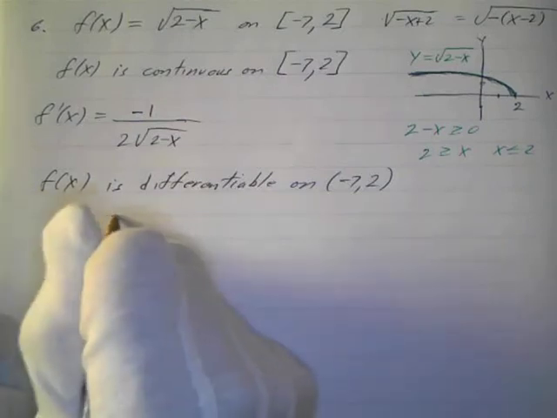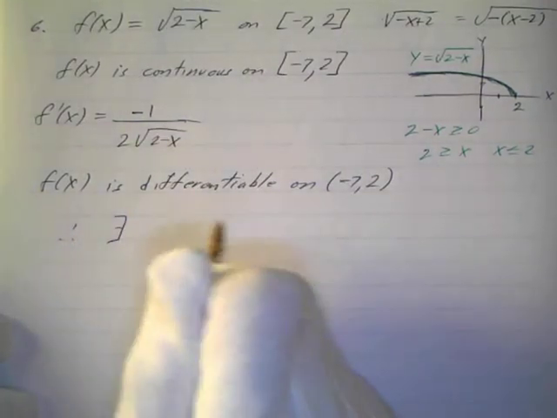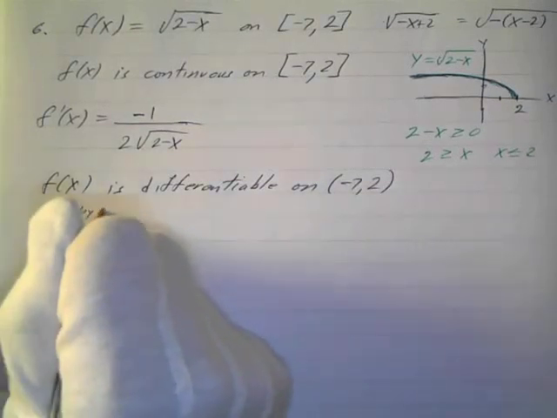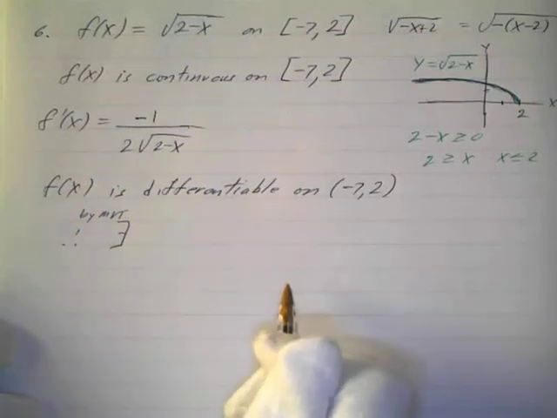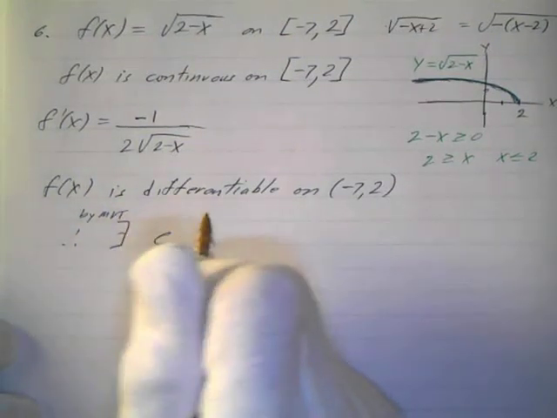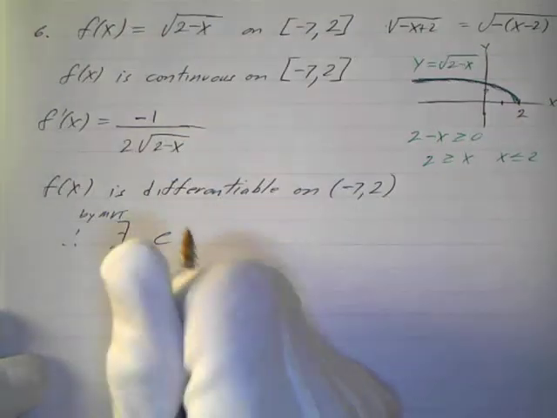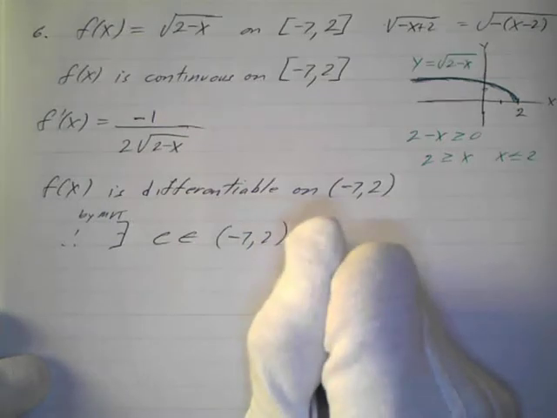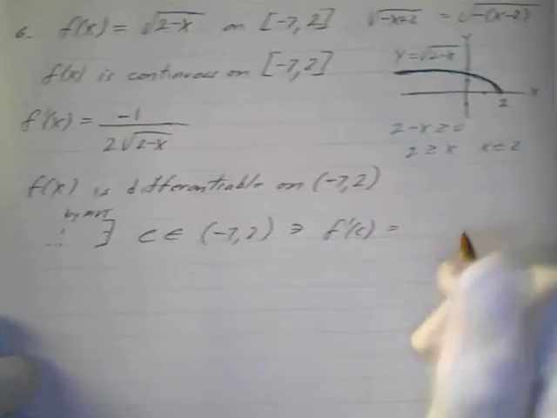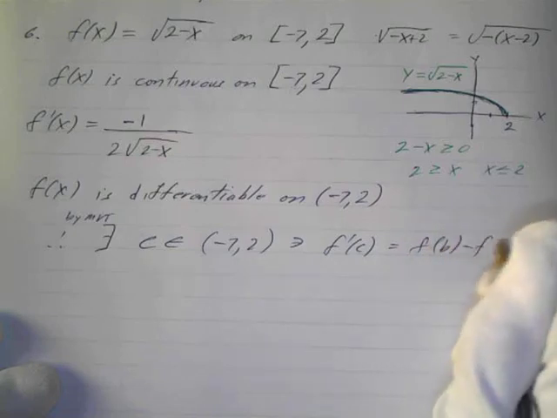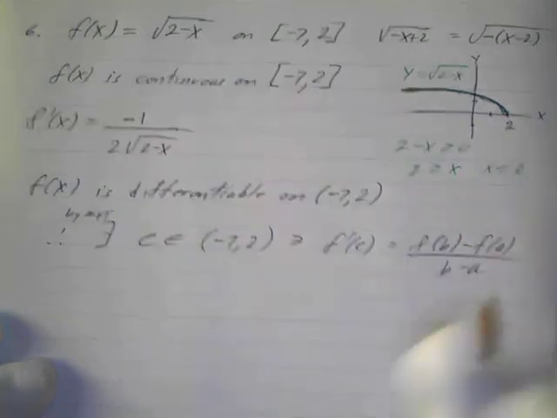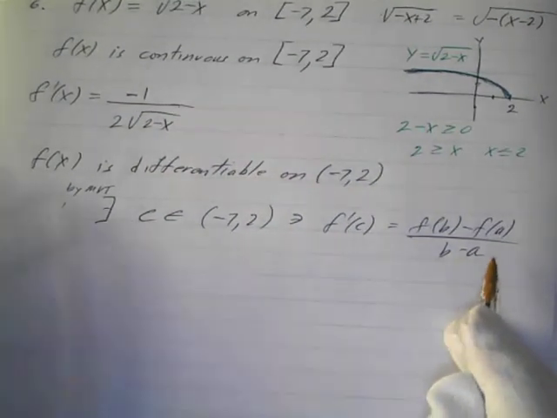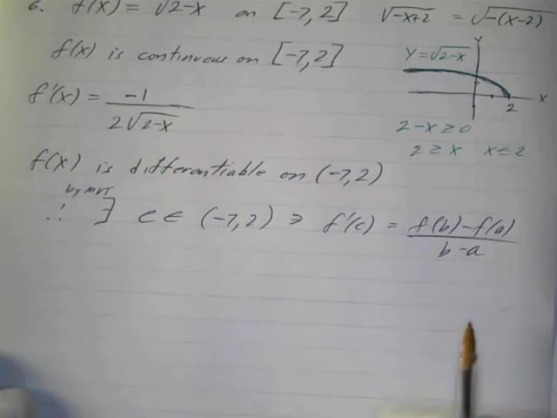So we can say therefore, by the mean value theorem, there exists a c belonging to the open interval (-7, 2), such that f prime of c equals f of b minus f of a all over b minus a, or the instantaneous rate of change equals the average rate of change, or the slope of the tangent line equals the slope of the secant line. All the same idea. So what's f prime of c?